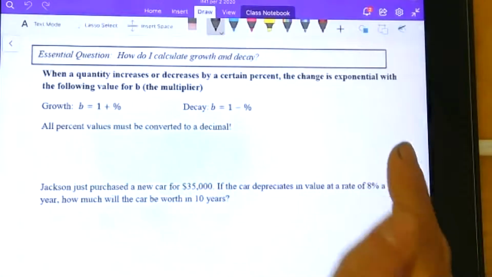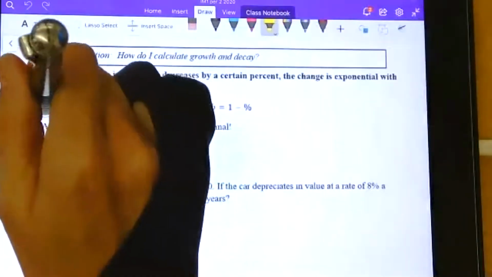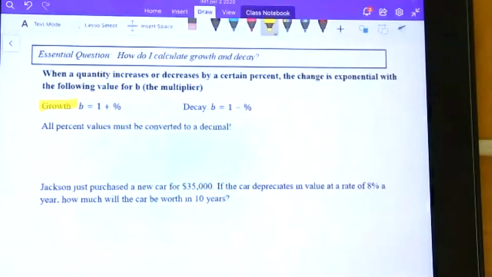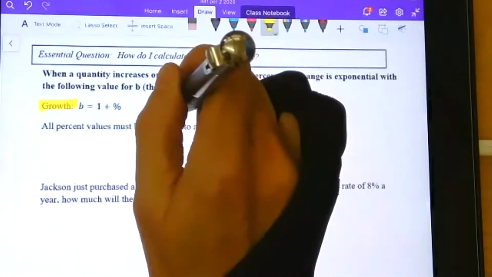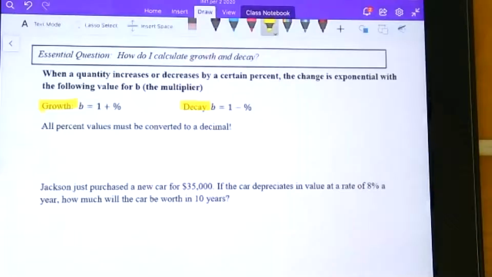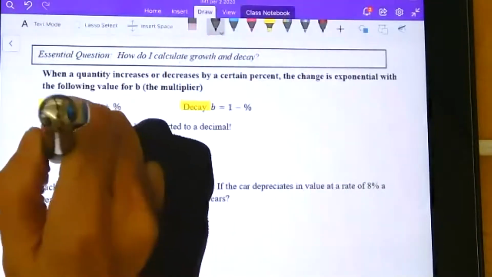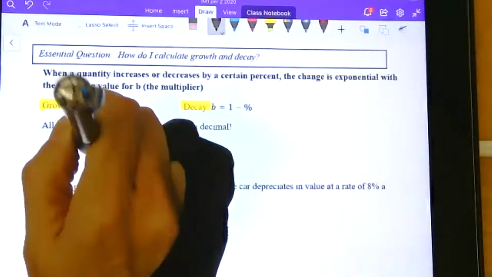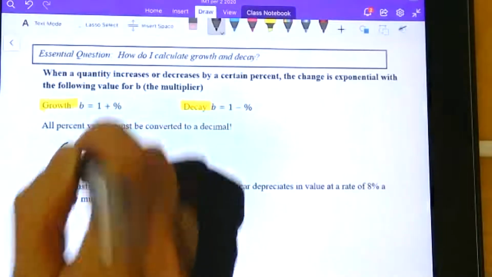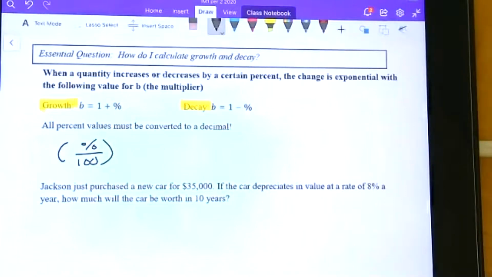So how do we figure out how it increases? Well, for growth, your B value, your multiplier, is 1 plus your percentage. If you are decreasing, a fancy word for decreasing is decay. Decay means to decrease or shrink. You do 1 minus your percentage. All percent values need to be converted to a decimal first. So remember, to do that, you take your percent value and you divide by 100. That's how you convert a percent to a decimal.